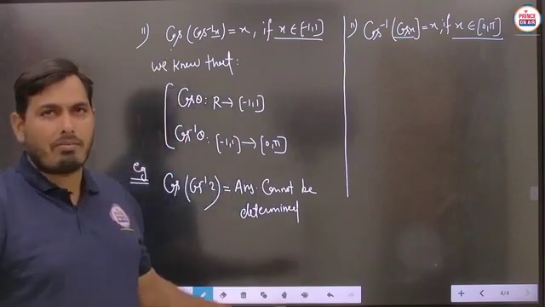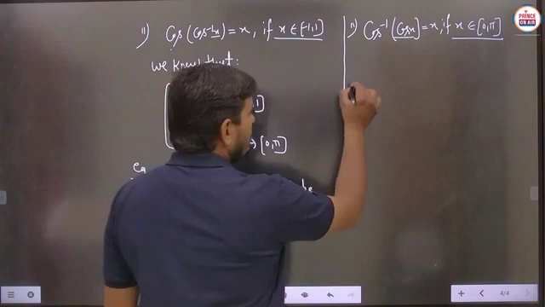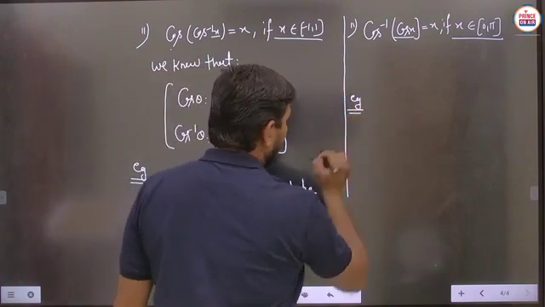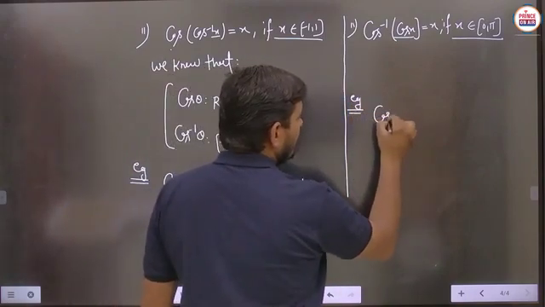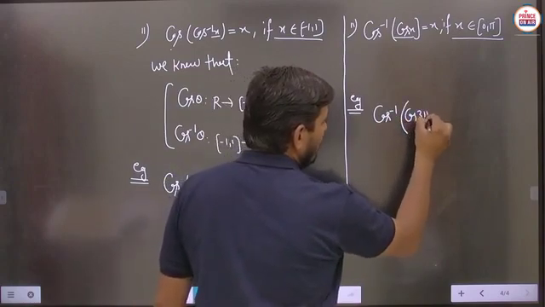This is very similar to what we discussed in the sine case. Suppose in this particular part any question should be like this: cos inverse of cos 3 pi by 4.